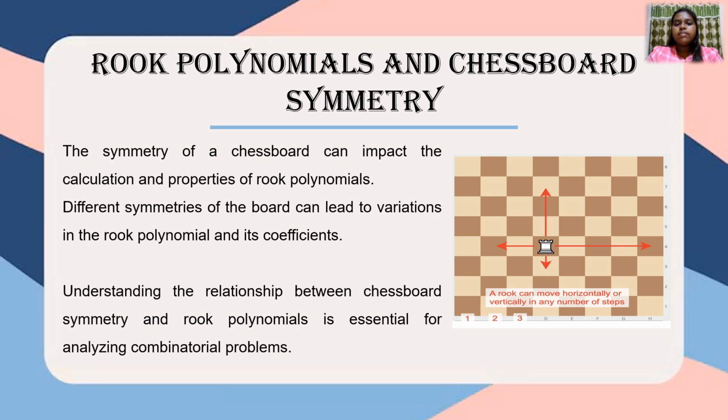Rook polynomials and chessboard symmetry. The symmetry of a chessboard can impact the calculation and properties of rook polynomials. Different symmetries of the board can lead to variations in the rook polynomial and its coefficients. Understanding the relationship between the chessboard symmetry and rook polynomials is essential for analyzing combinatorial problems.